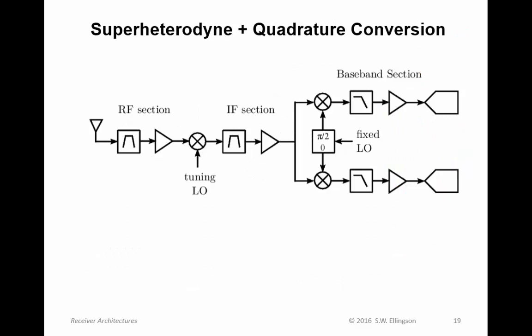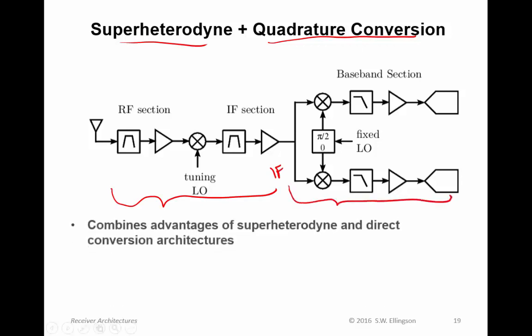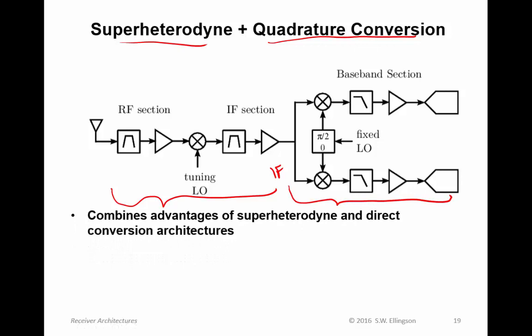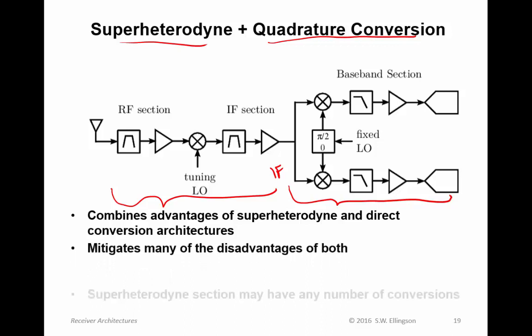Finally, let me show you a scheme that combines all the advantages of superheterodyne architecture and all the advantages of direct conversion architecture, and that's superhet plus quadrature conversion. And the idea is exactly what the name suggests. We have a superhet that goes to some IF, and then we do direct conversion from the IF. This combines all the advantages of superhet architecture with direct conversion architecture. It also mitigates many of the disadvantages of the two architectures.